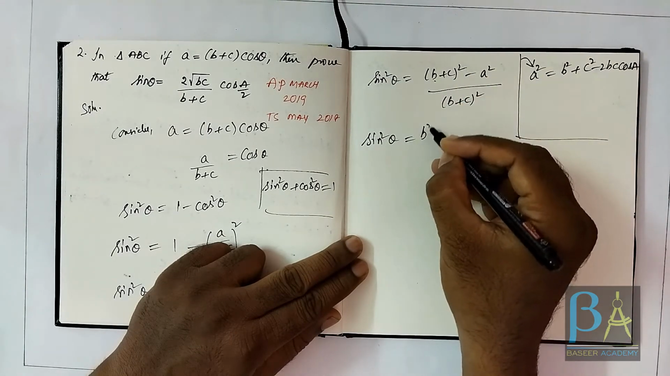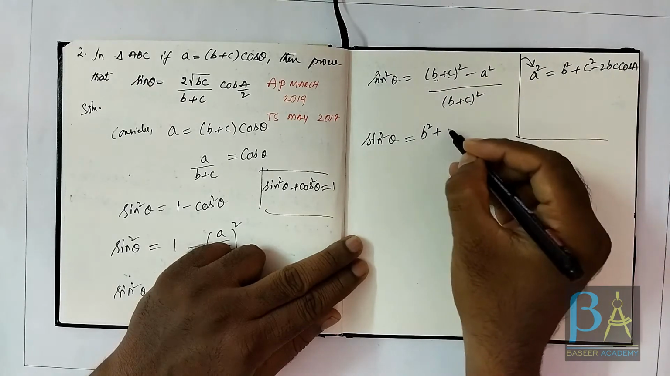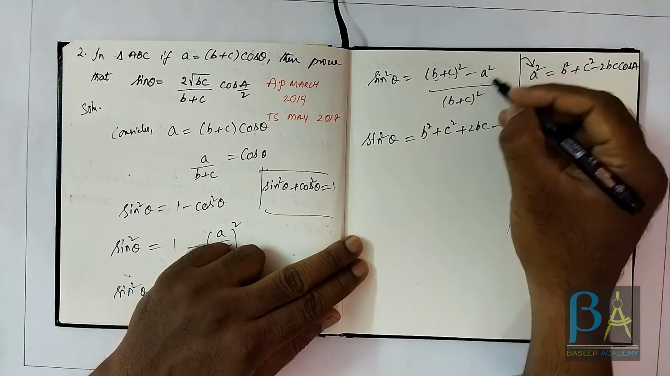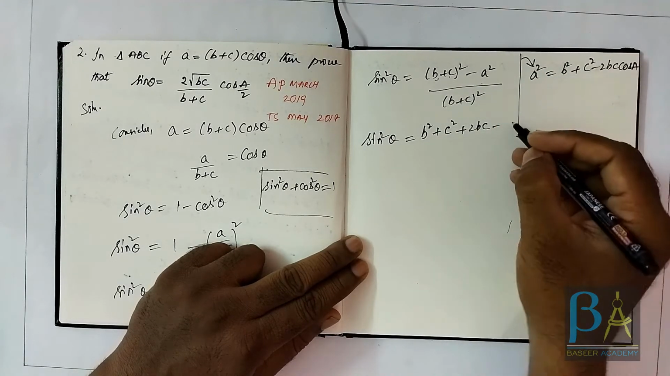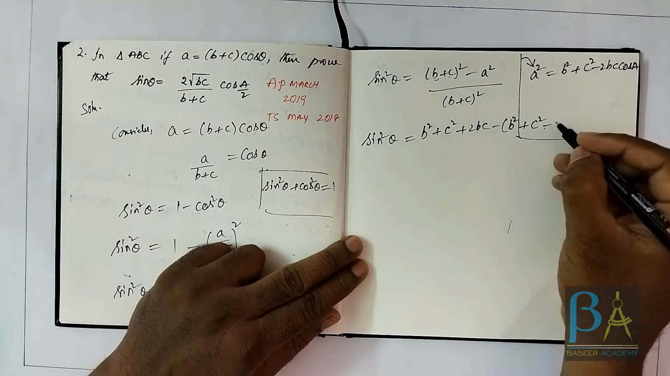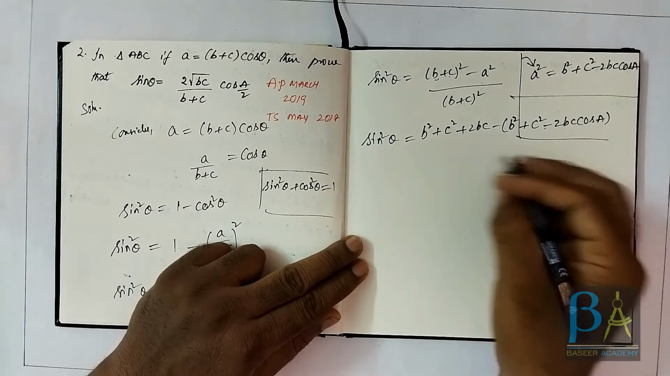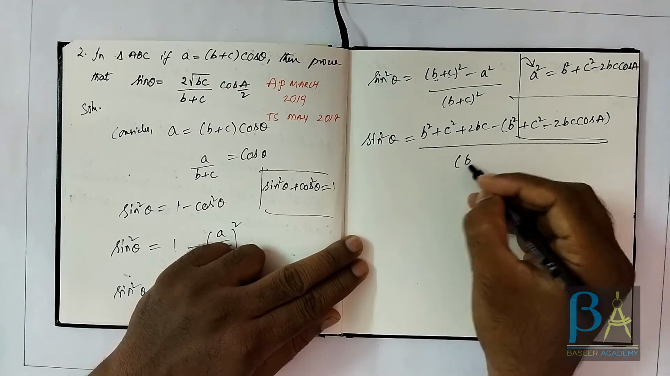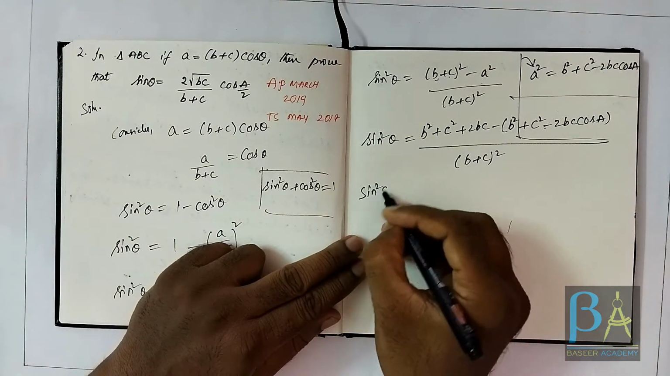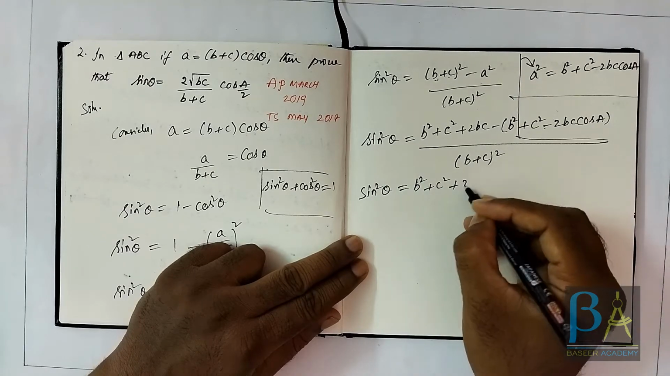What is a plus b whole square? A plus b whole square is going to be a square plus b square plus 2ab, isn't it? And then in place of A square, I'm going to write B square plus C square minus 2BC cos A, by this B plus C whole square in the denominator. Let me write it as it is for now. So what am I getting here? Sin square theta is equal to B square plus C square plus 2BC.